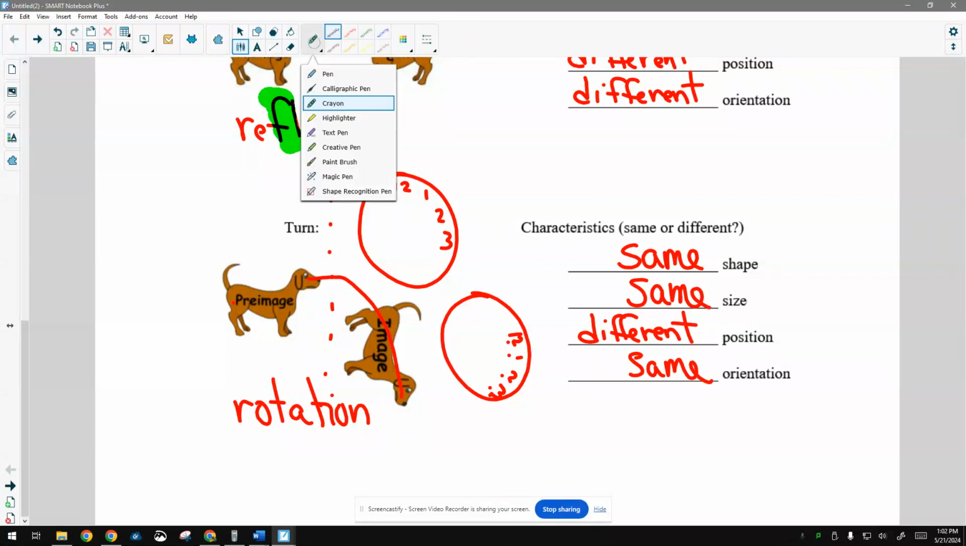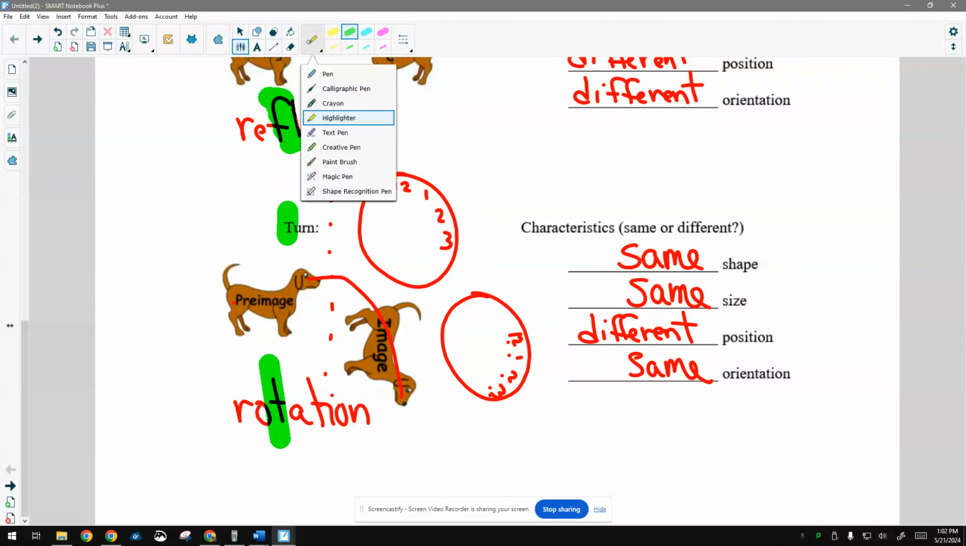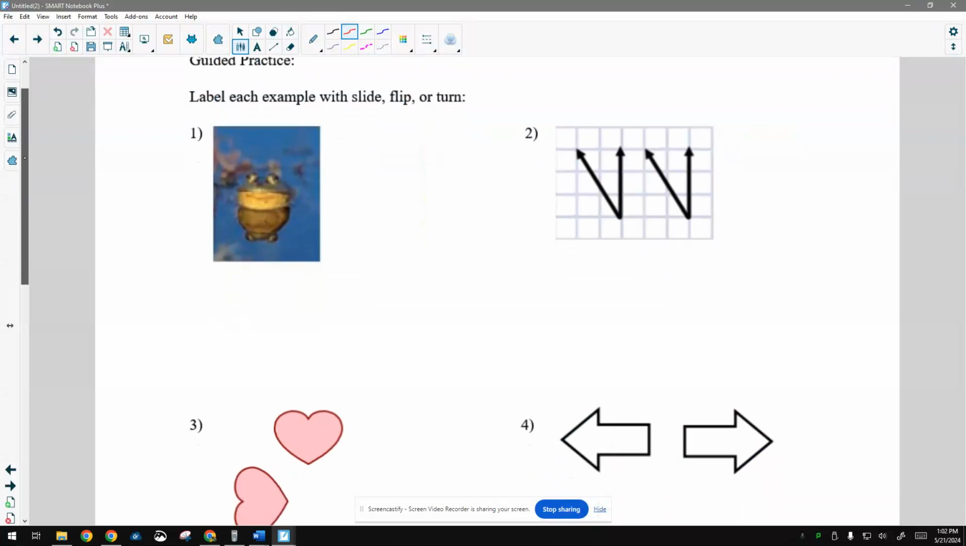And so I really like that little trick, but it seems to work. Okay. Transformation, they all are. They're changing. And then underneath transformation, we have translation, reflection, rotation. Okay. So let's try some.